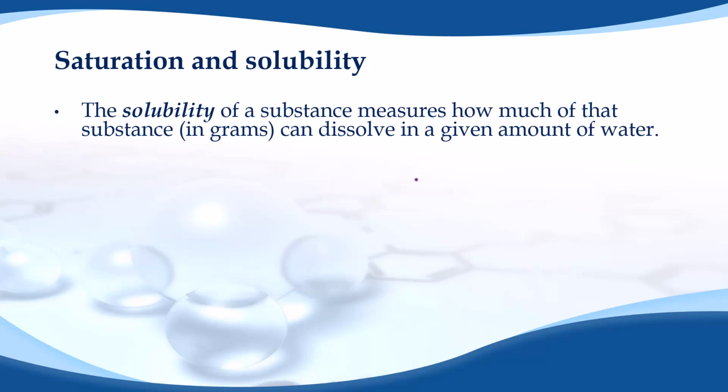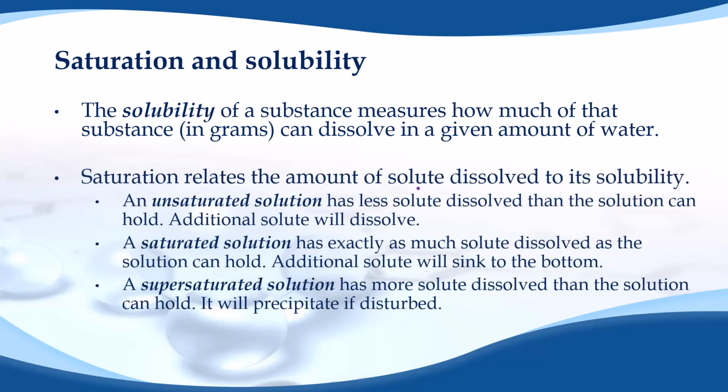Now, we have a couple of terms that relate to the solubility of a substance, and that is saturation. So we have three different levels of saturation. A solution that's unsaturated means that it has less solute than it can hold at that temperature. So if you add more, that extra will start to dissolve. So unsaturated, not enough dissolved. Saturated has exactly the right amount dissolved, so as much as you can physically have. If you add extra solute to a saturated solution, it will just sink to the bottom and not do anything.